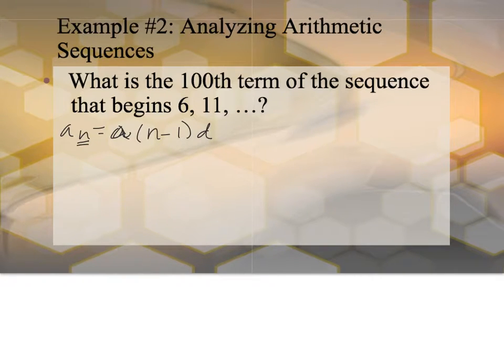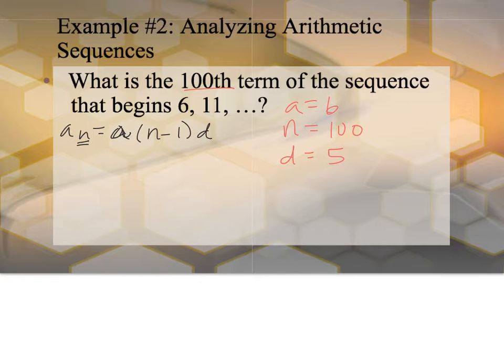So let's first start by finding A, n, and D. A, if that's our starting number, is 6. N is the number of terms. We've asked for 100. And D would be the difference between the numbers. From 6 to 11, you get positive 5. Understand that if it had said 11, then 6, we would have used a difference of negative 5. But in this case, we're going to use positive 5.